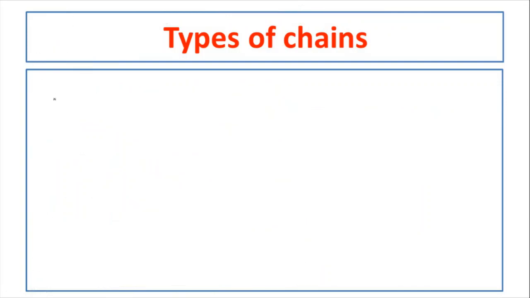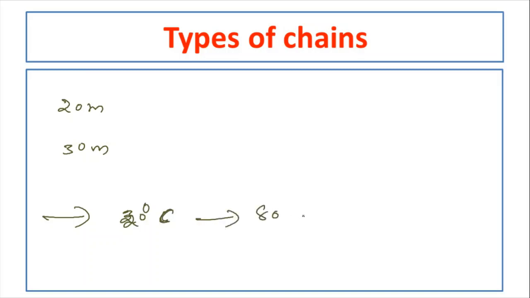Now, whatever chains we use in India, mostly they are the metric chain of 20 meters and 30 meters. These chains are standardized at a temperature of 20 degrees centigrade, and they are subjected to a pull of 80 newtons. Chains are subjected to a pull of how much?